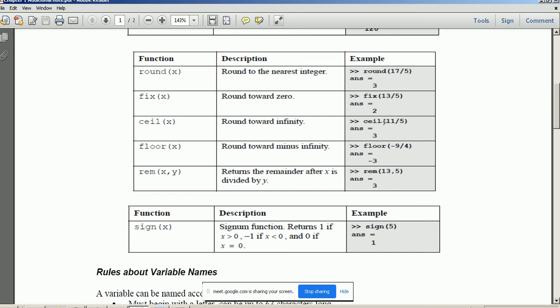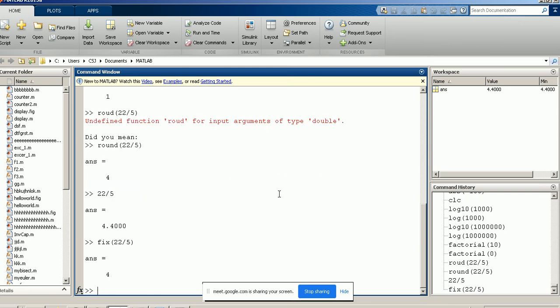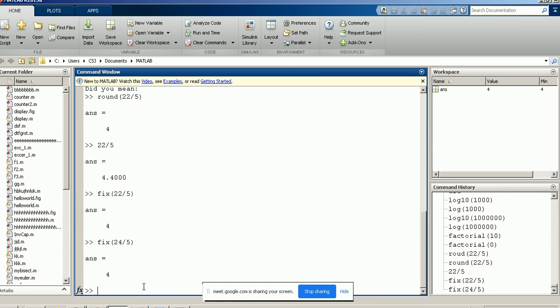That means close to 0, to the low level, not to the highest level. So I will just write fix, which rounds toward 0. 13 divided by 5 is going to be 2. Let me take an example: fix, open bracket, 22 divided by 5, the result here is 4. Even if I make it 24 divided by 5, I will get the same result.